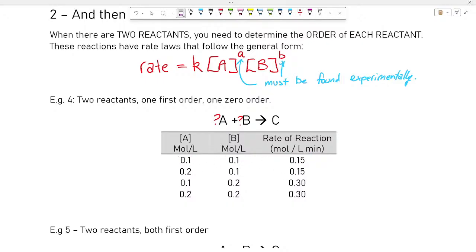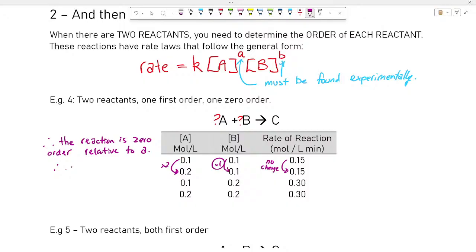Now, do we want to change both of these at the same time? No, we want to change just one of them. So look here, when we double just A, but then we leave B alone, right? No change. What happens to the rate of the reaction? No change. What does that tell us? Good. So we would say the reaction is what order relative to A? Yeah, this reaction is 0 order relative to A.